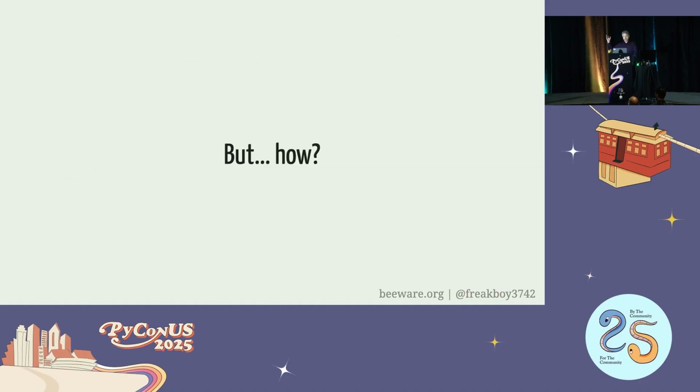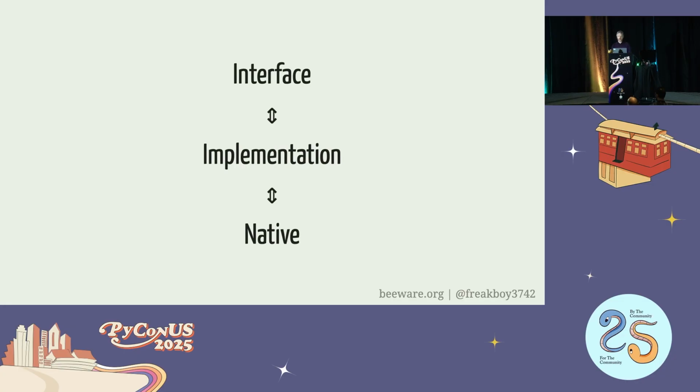So, that's what we've done, but how? Surprisingly, it's actually not that difficult. Toga is based on a 3-layer architecture. The top layer, the interface, is the published API. That's what all the example code we've been looking at today does. There is a single PyPI package for that, Toga core.